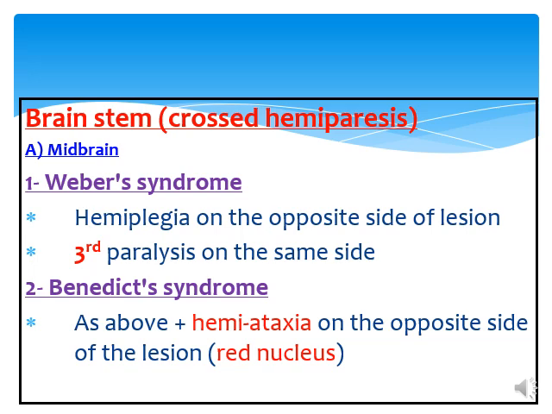In the midbrain, the third and fourth nerves are there, so if there is a problem in the midbrain, we can see Weber syndrome: hemiplegia on the opposite side of the lesion, always, as we call crossed hemiparesis. Always the hemiplegia or hemiparesis will be contralateral to the lesion, and the cranial nerve will be ipsilateral to the lesion. So in Weber syndrome, hemiplegia is on the opposite side of the lesion, and oculomotor nerve paralysis on the same side of the lesion. Benedict syndrome is the same as above, but with hemiataxia on the opposite side due to a red nucleus lesion.